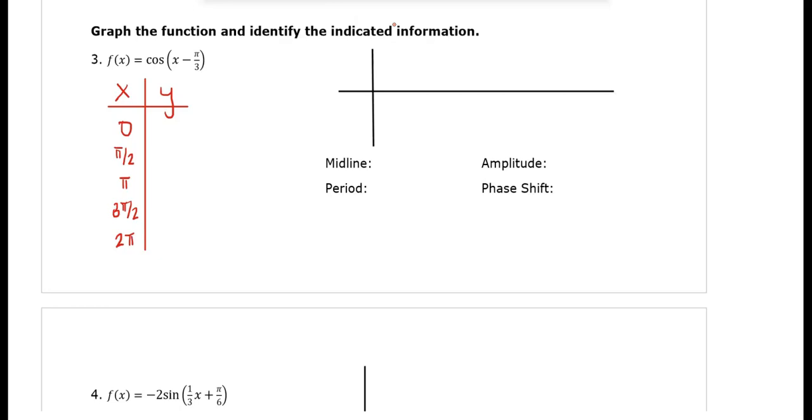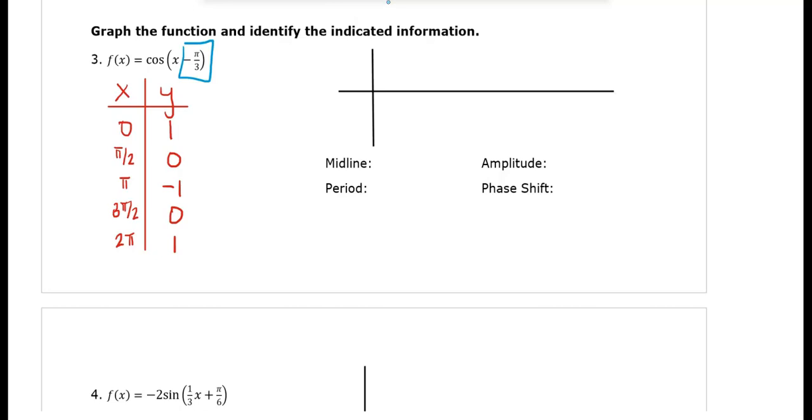And then my y values. Since we're doing cosine, at 0 it goes 1, then at pi over 2 we're 0, then pi would be -1, then 3 pi over 2 is 0, and 2 pi is back to 1. So we have those. Now, this negative pi over 3, what is it doing with my graph? Well, it is moving my graph to the right pi over 3.